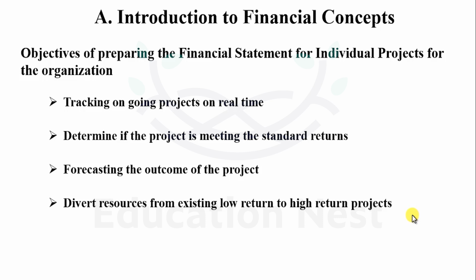Divert resources from existing low-return to high-return projects. Let's say a company has an ongoing project which is still going to need a sufficient amount of resources to generate a return of 18%, and the company finds a new venture in which it needs to invest just half the amount and generate a return of 25%. So here the company needs to think about whether to go ahead with the existing project or to divert the resources to the new project.